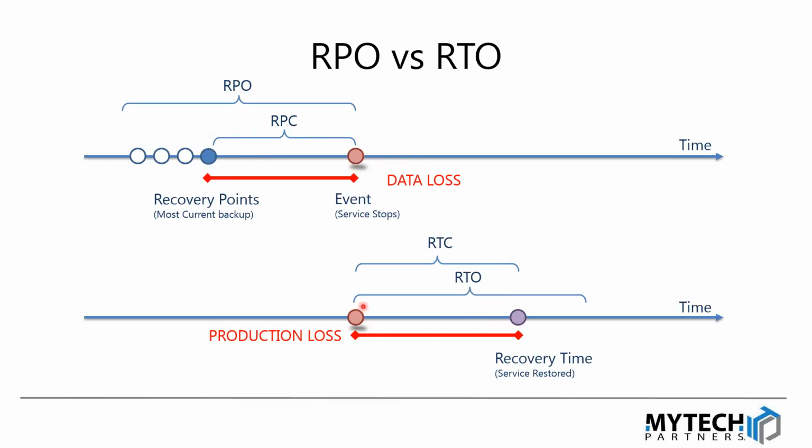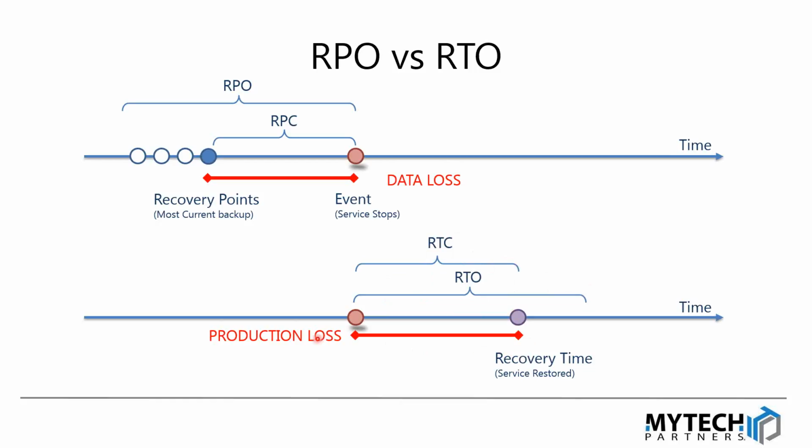Very similar thing, but you see it's on the other side of the event. The recovery time objective is the expectation that we've been set for how long it's going to take us to bring our services back online. And the recovery time capability is our demonstrated ability, how long it takes to actually recover.